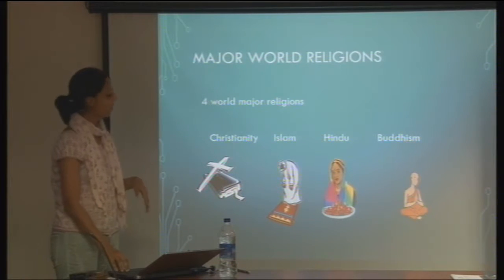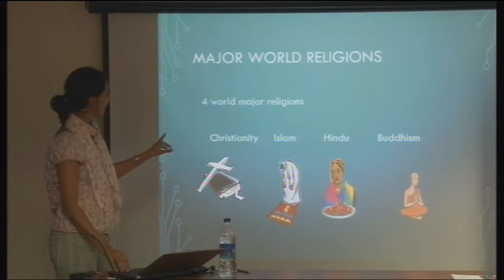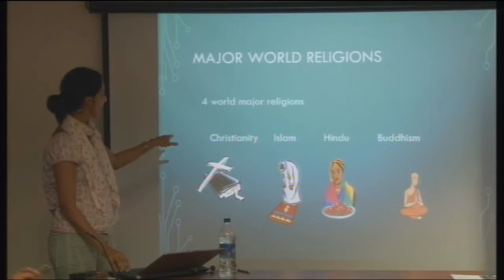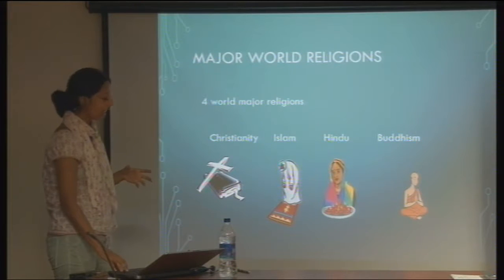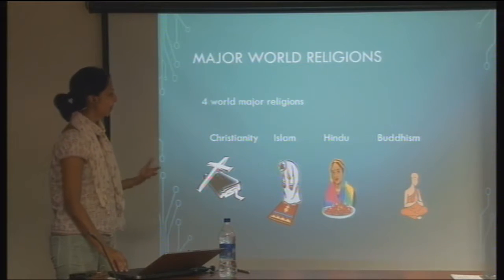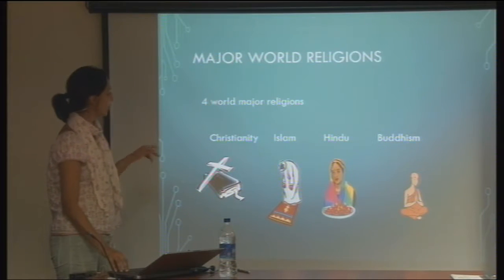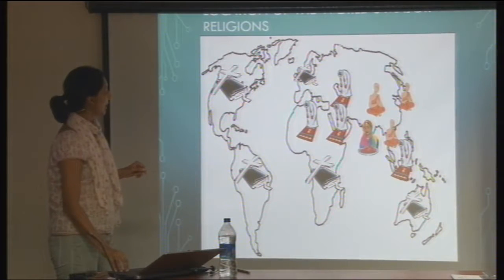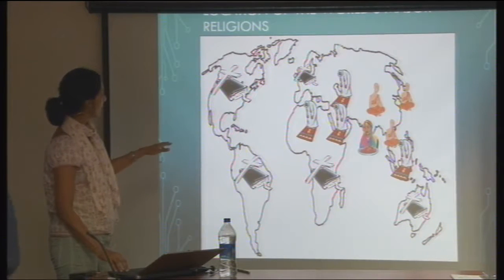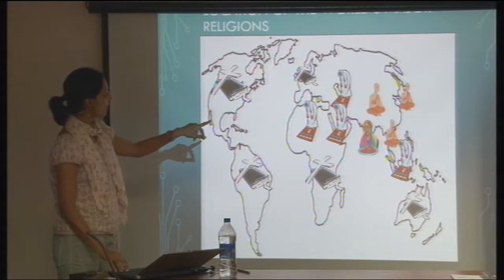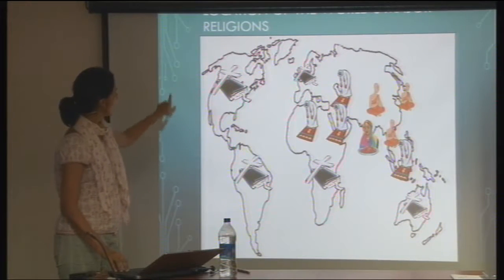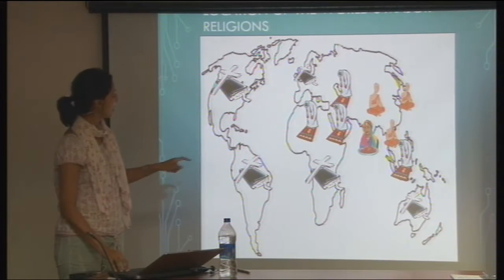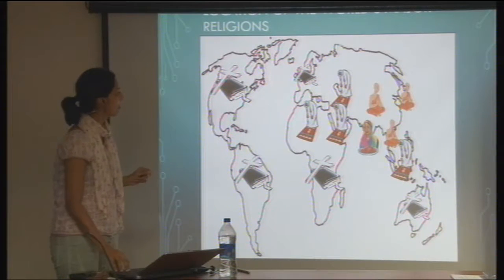Four major religions of the world. Just for this lecture, I'm going to bunch Christianity and Islam together because they had the same origins, and Hinduism and Buddhism have the same origins. So we're just going to consider two. This is one of Arvind's maps, showing where different religions exist. Islam in the middle, Christianity in the Western countries, Buddhism and Hinduism in Asia.